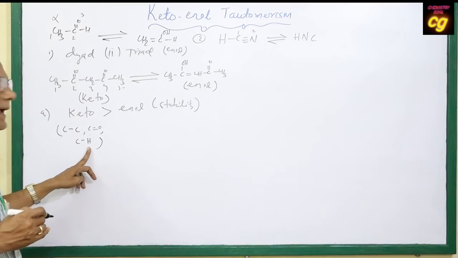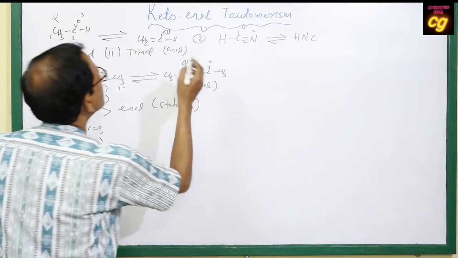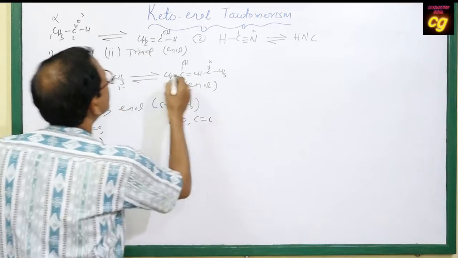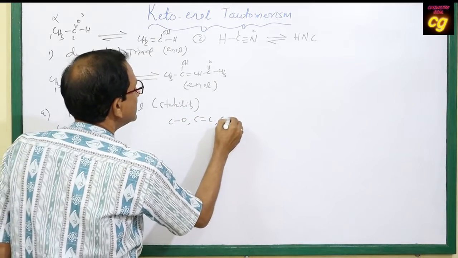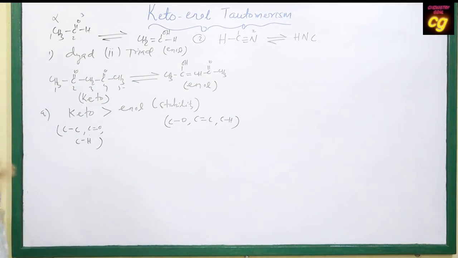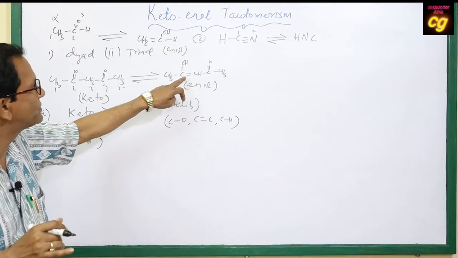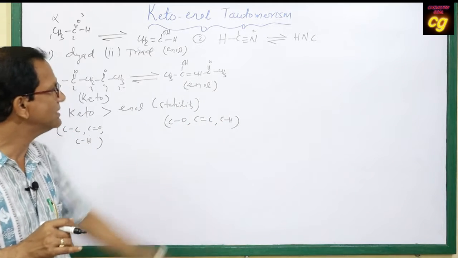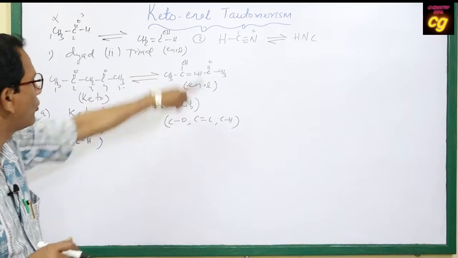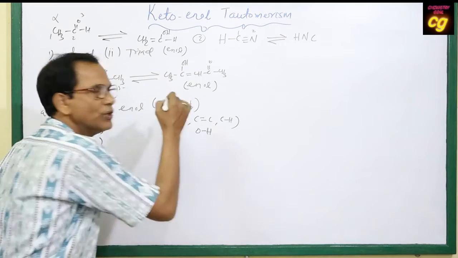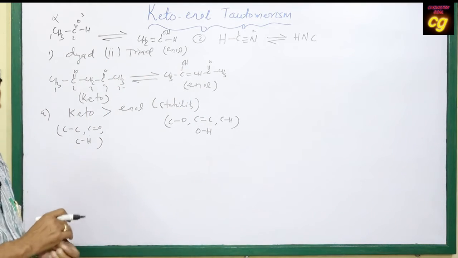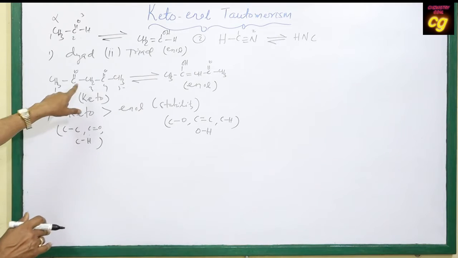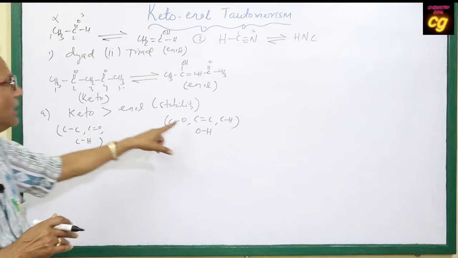And in the enol form, what types of bonds are available? C-O single bond, C=C double bond and C-H bond are available. Particularly at this position you see C-O single bond, C=C double bond and C-H bond, and an OH bond also exists. But if you see the thermodynamic stability, if you calculate the bond enthalpy, the bond energy of the keto form is more than the enol form.